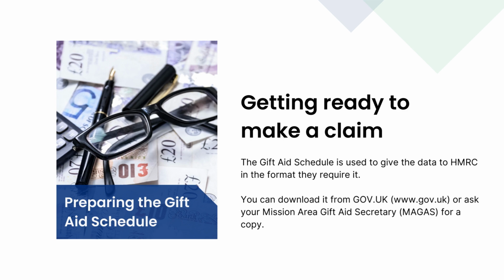So you've kept your records, you've got your vestry record showing the cash that's come out of the envelopes, that's gone off to the treasurer, and you have kept your spreadsheet or your paper records updated with the donations. So now you need to download something called the Gift Aid Schedule, and you can download it from the government website. Or your missionary or gift aid secretary, which we call a MAGAS, should have a copy they can let you have if you can't find it online.